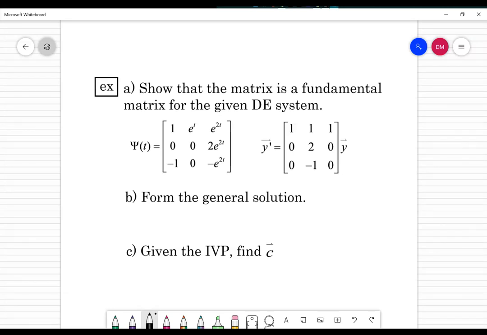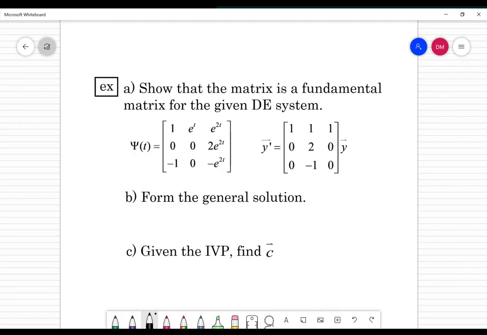Hello, welcome to an extra example of a homogeneous linear system. So we're going to show that a given matrix will be our fundamental matrix for our differential equation system. That fundamental matrix, psi of t, is our solution matrix.